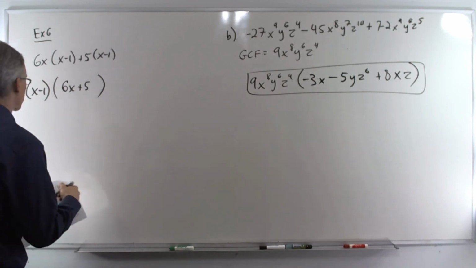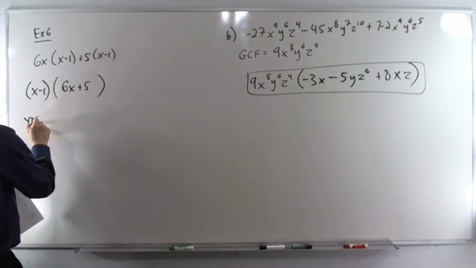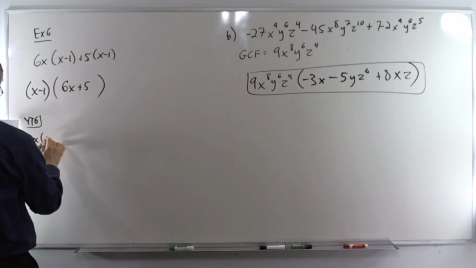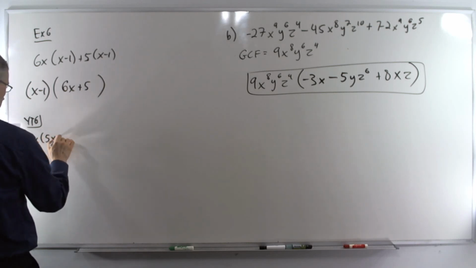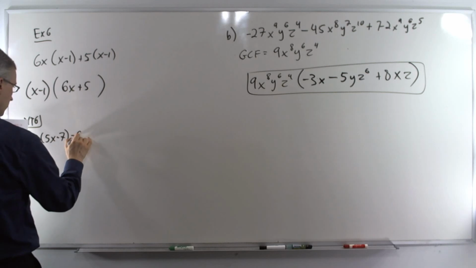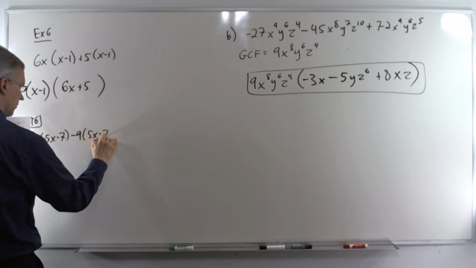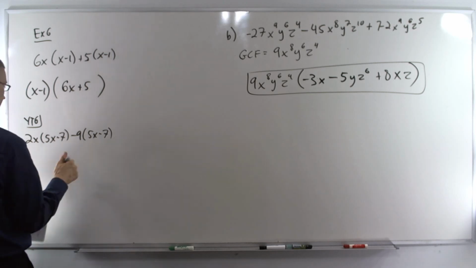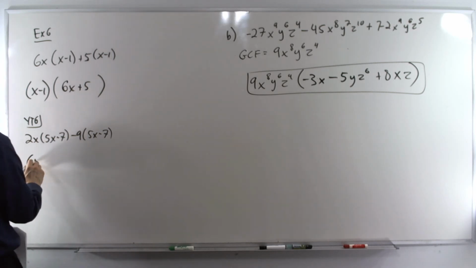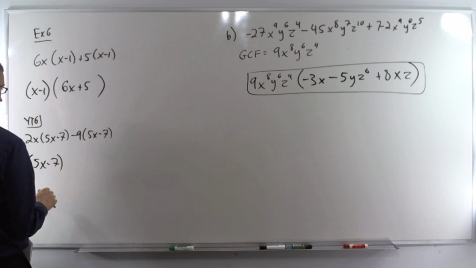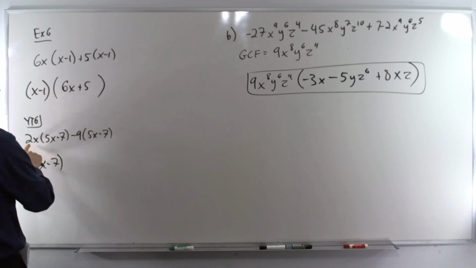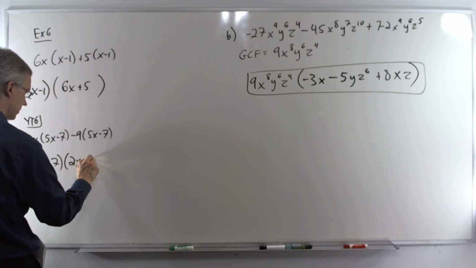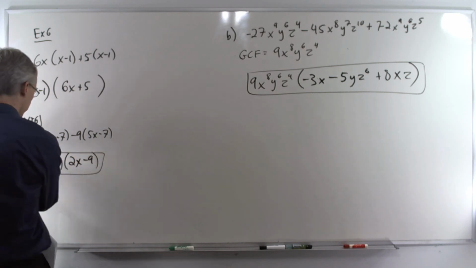Your turn, number 6. All right, the matching part is 5x minus 7, so we're going to pull that out front. And what's left over once we remove that is 2x minus 9, so that goes in the other parenthesis. And there's the fully factored form.